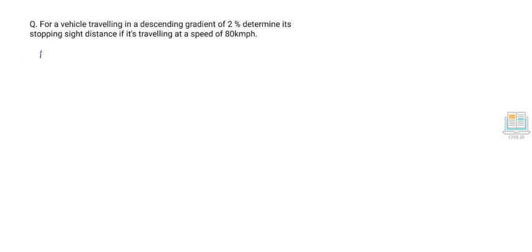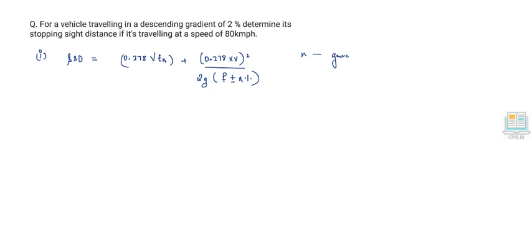Now first thing, we have to determine the stopping sight distance, for which the formula has been provided as 0.278 times the speed of the vehicle multiplied by the reaction time, plus (0.278 multiplied by the speed of the vehicle) whole square divided by 2g(f plus or minus n percent). See, this n here represents the gradient effect.